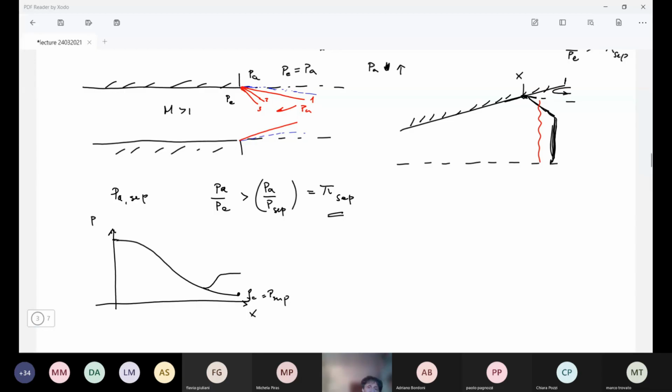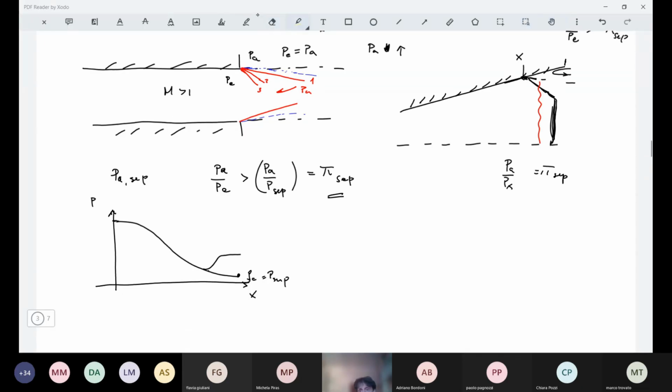The interesting feature that I would like to highlight here is that with this detachment, we have a dead water region here where we have some recirculation, but more or less, as we have flow detachment here, we have more or less the ambient pressure. So in fact, we are talking about PA over PX equal to pi sep. That means that here, more or less, this is a region where we have ambient pressure. And this is also shown here.